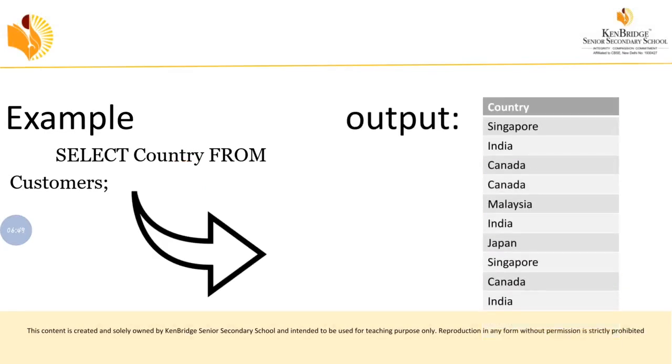So here is the output statement. Just look at the output. There are duplicate values. Just look here. There are 2 Canadas, no? Likewise, Singapore is repeating again. Canada is given 3 times. India is given 3 times. Likewise, all duplicate values will be shown in the output.